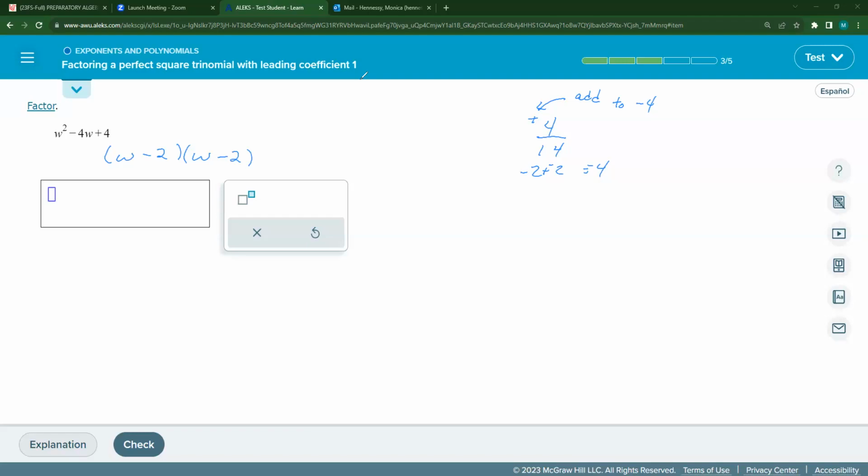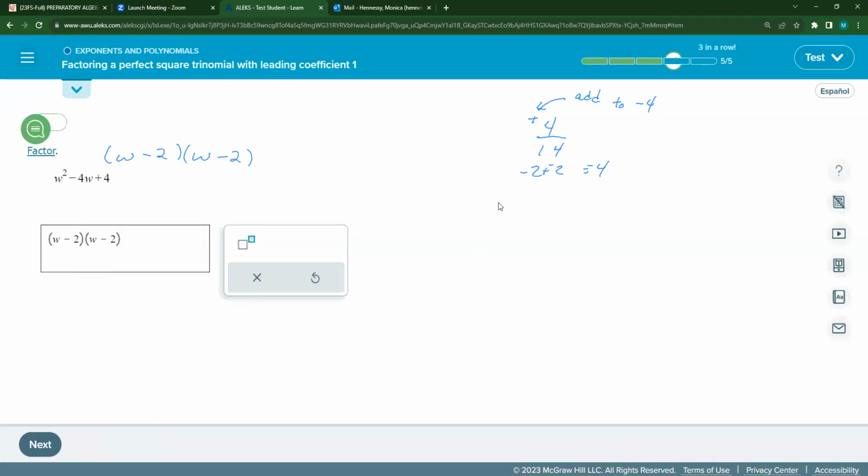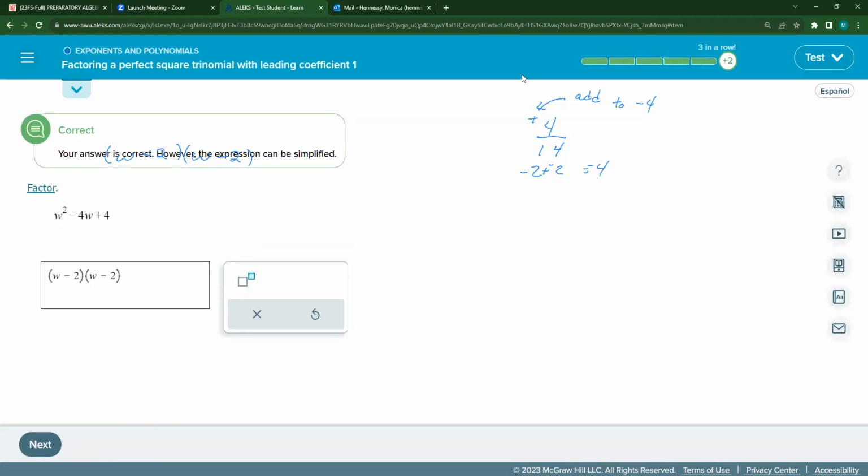So this will get typed in. I'm going to do it as the 2 parentheses because I like that. W minus 2, W minus 2. And that will be what we have. We will check our answers, and we should be done with this topic as well. All right.